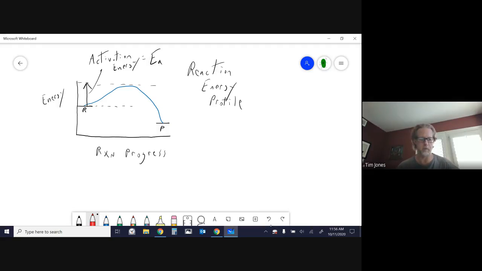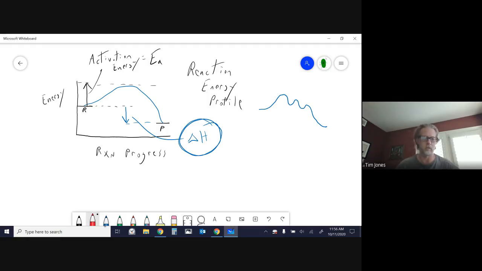The other important thing to note is from reactants to products, this value here, that is delta H. That's the enthalpy. And notice the enthalpy does not care about the hill at all. It doesn't care how high it is. It doesn't care the shape. It doesn't care whether the hill has multiple bumps. Sometimes you might even see a hill go like this, and it'll have multiple hills as it goes on its journey. It doesn't care about any of that stuff.